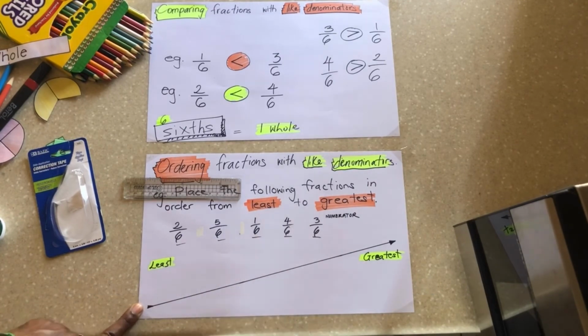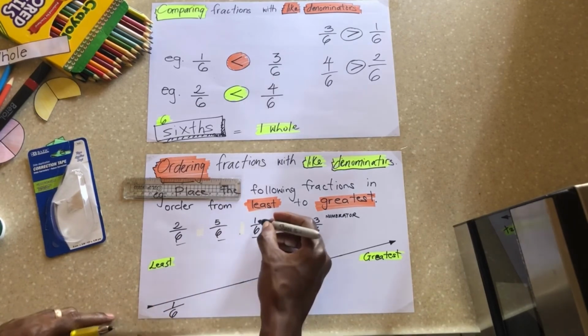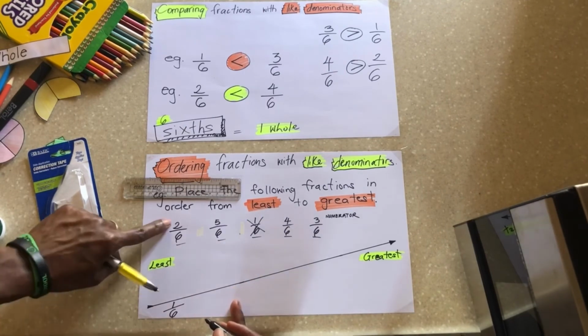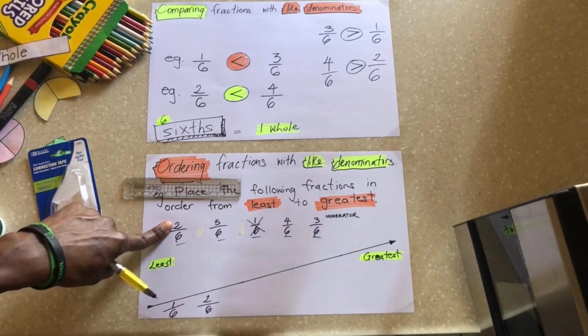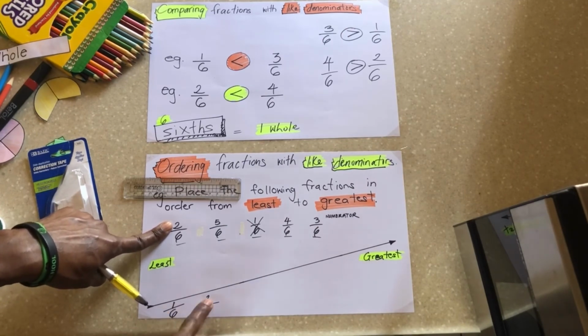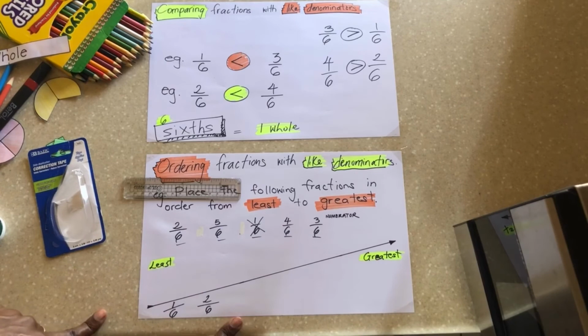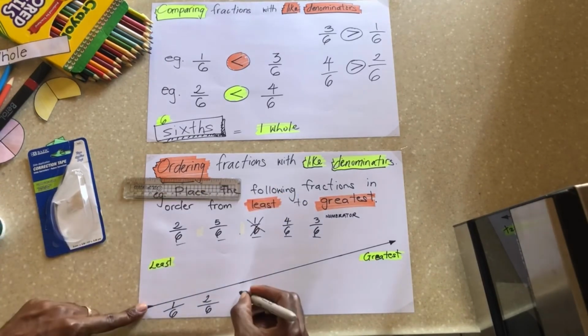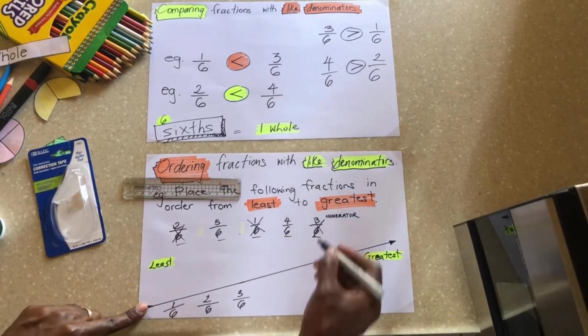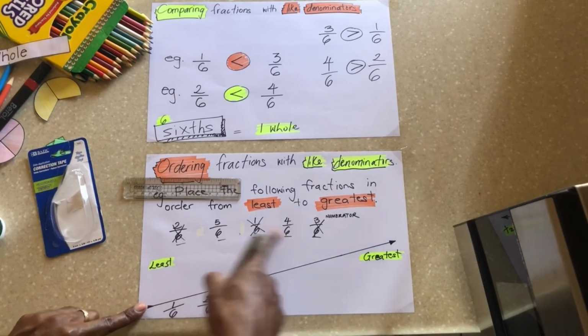So therefore we can safely say that 1/6 is the least. So one piece out of 6 parts is the least we can get. The next fraction in line would be, of course, 2 pieces out of 6 parts. 2 is greater than 1. So it goes in that order. So 3/6 would be the next fraction. So 2/6 is gone and 3/6 is gone. We have 2 more fractions.